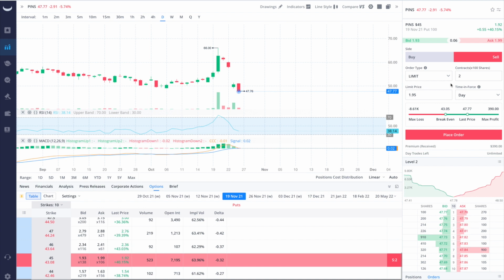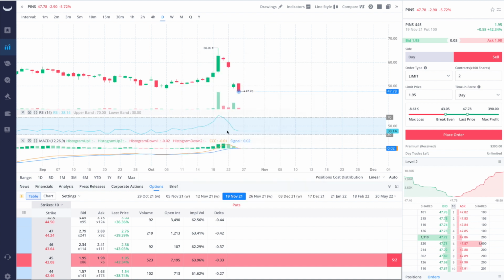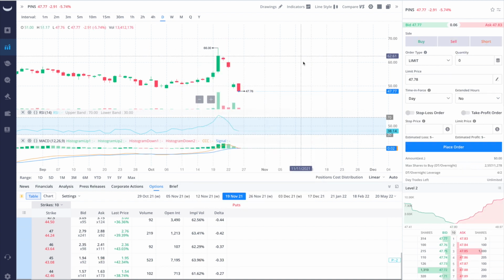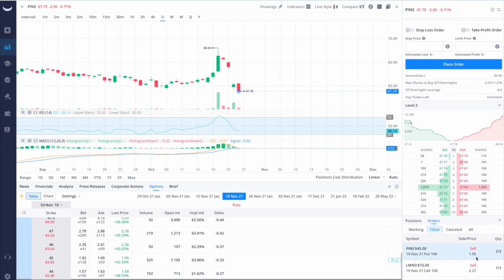Temporarily, this is how I'm going to set it up, but if I place the order, let's see if it's going to go through or not. I'll show you this chart where you're going to receive $390 for it, and I'm going to just hit sell. So you're agreeing to buy 200 shares of PINS at 45 per share on or before the 19th of November. If you aren't asked to buy PINS by then, you will keep your collateral and the full $390. So I'm going to go ahead and hit sell, and let's see if it actually executed. Okay, I'm going to scroll down a little bit and go to my orders, and it actually filled.